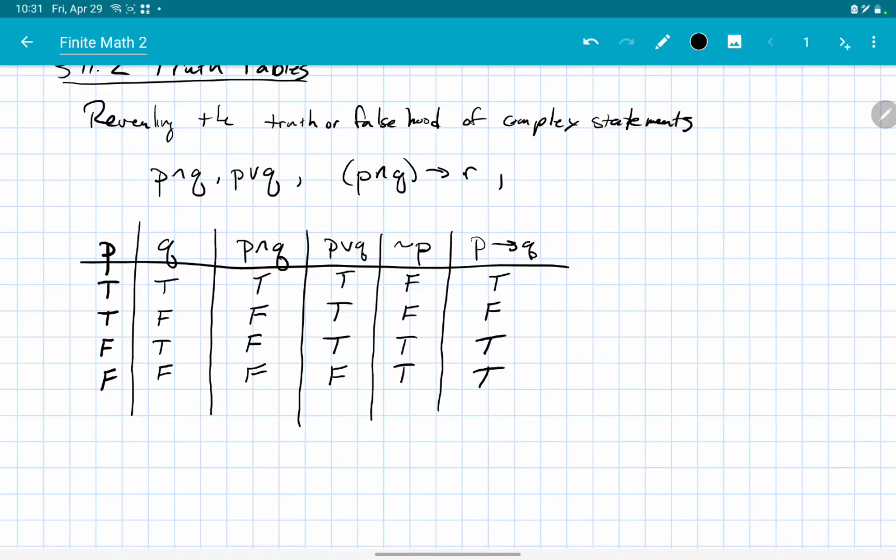That's why the last two rows in this final column are true, because if P is false, Q can do whatever it wants. Okay, it's only under the condition that P is true that Q is also compelled to be true. That's why this is the only bad one for the implication.